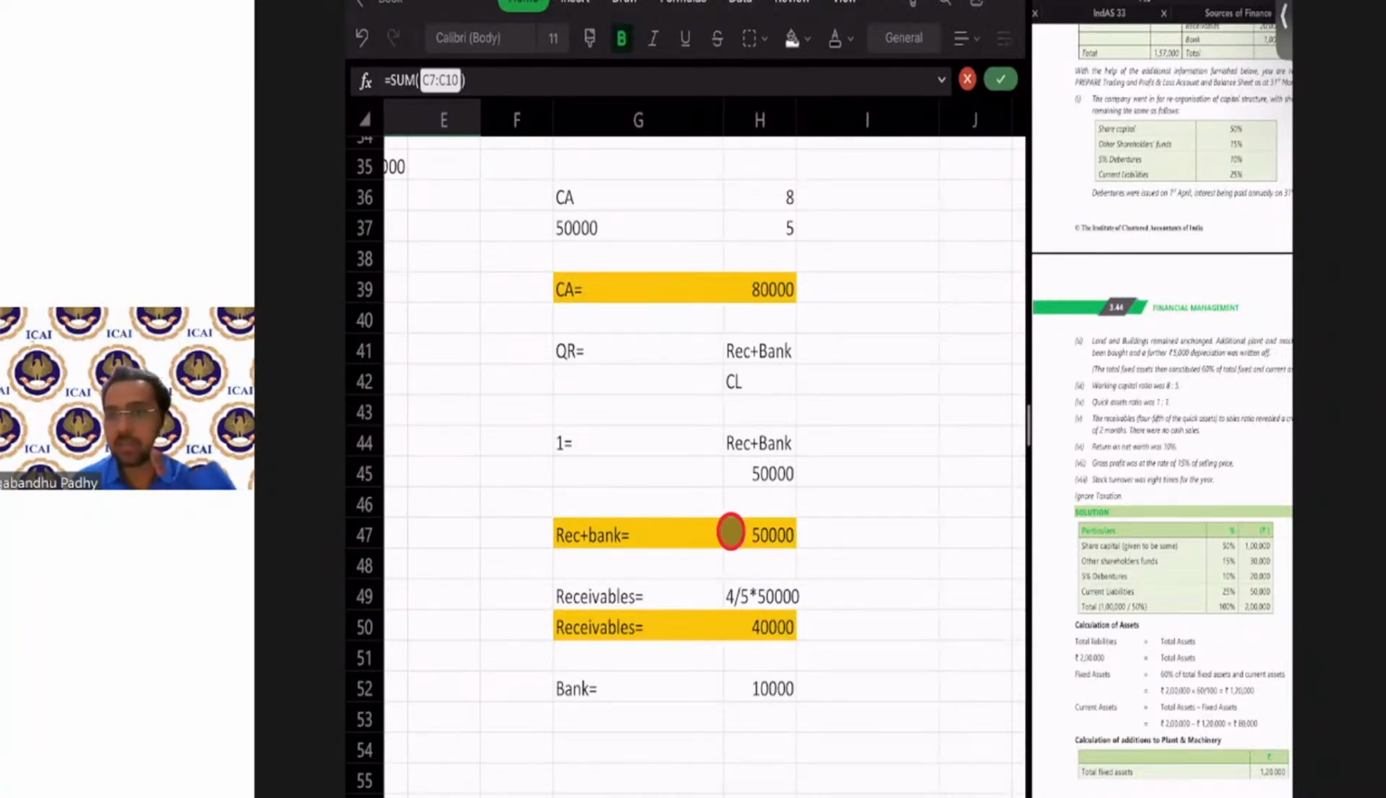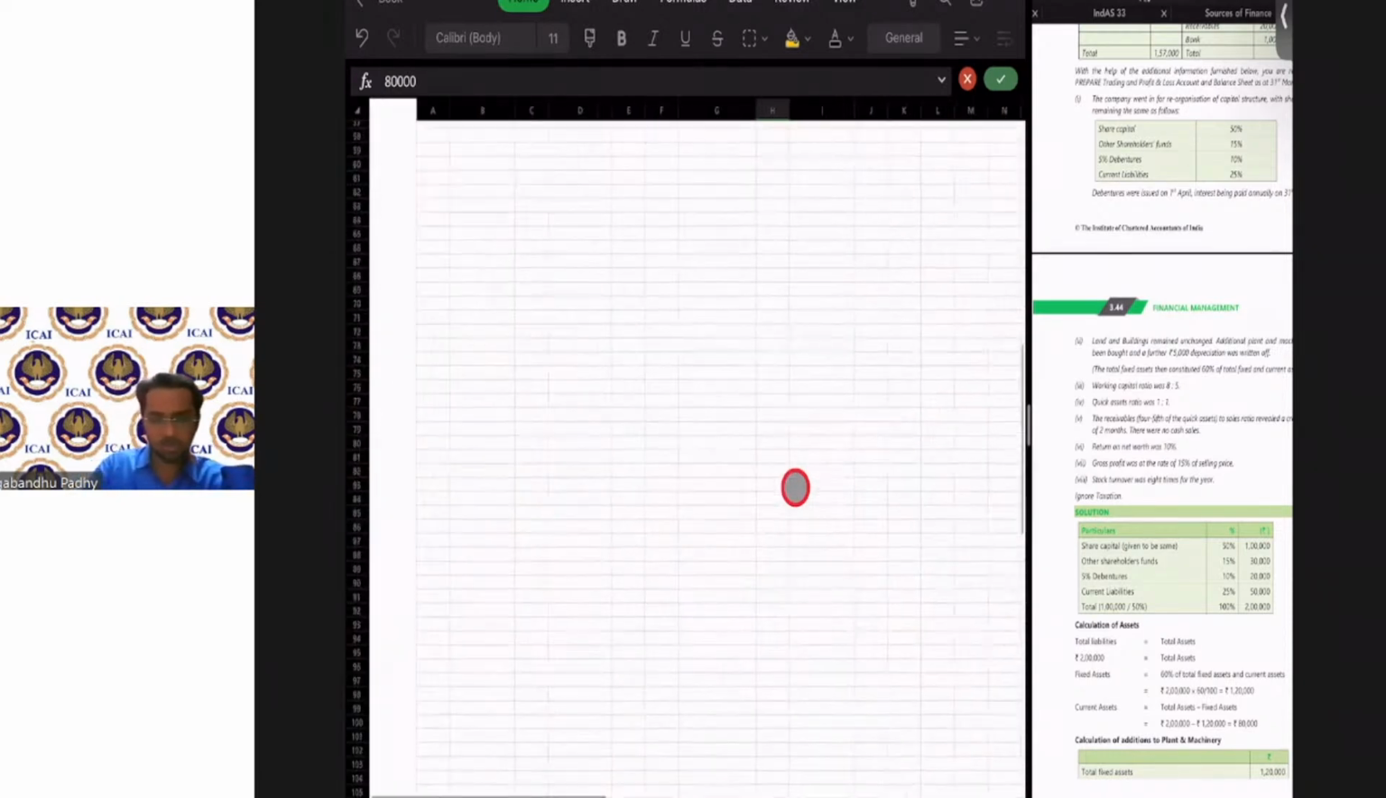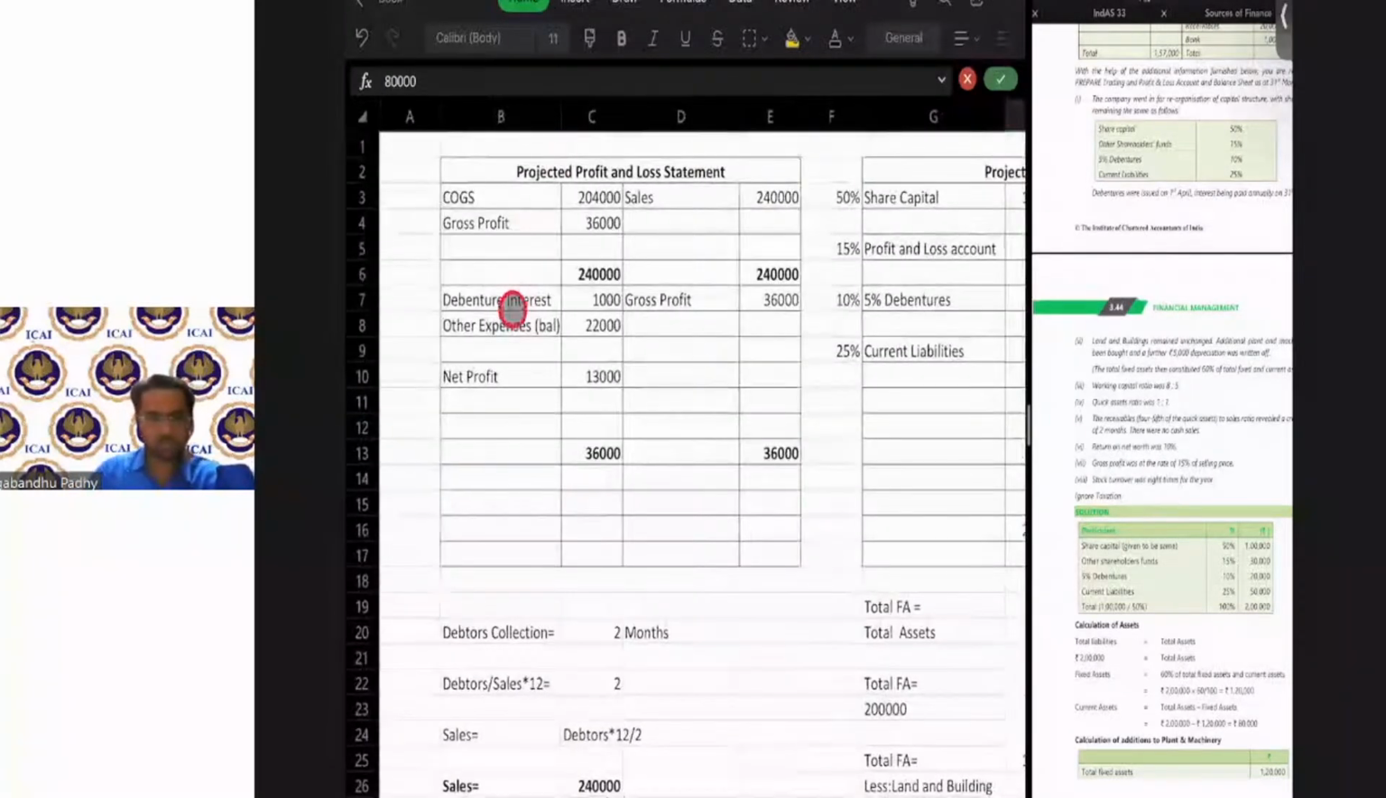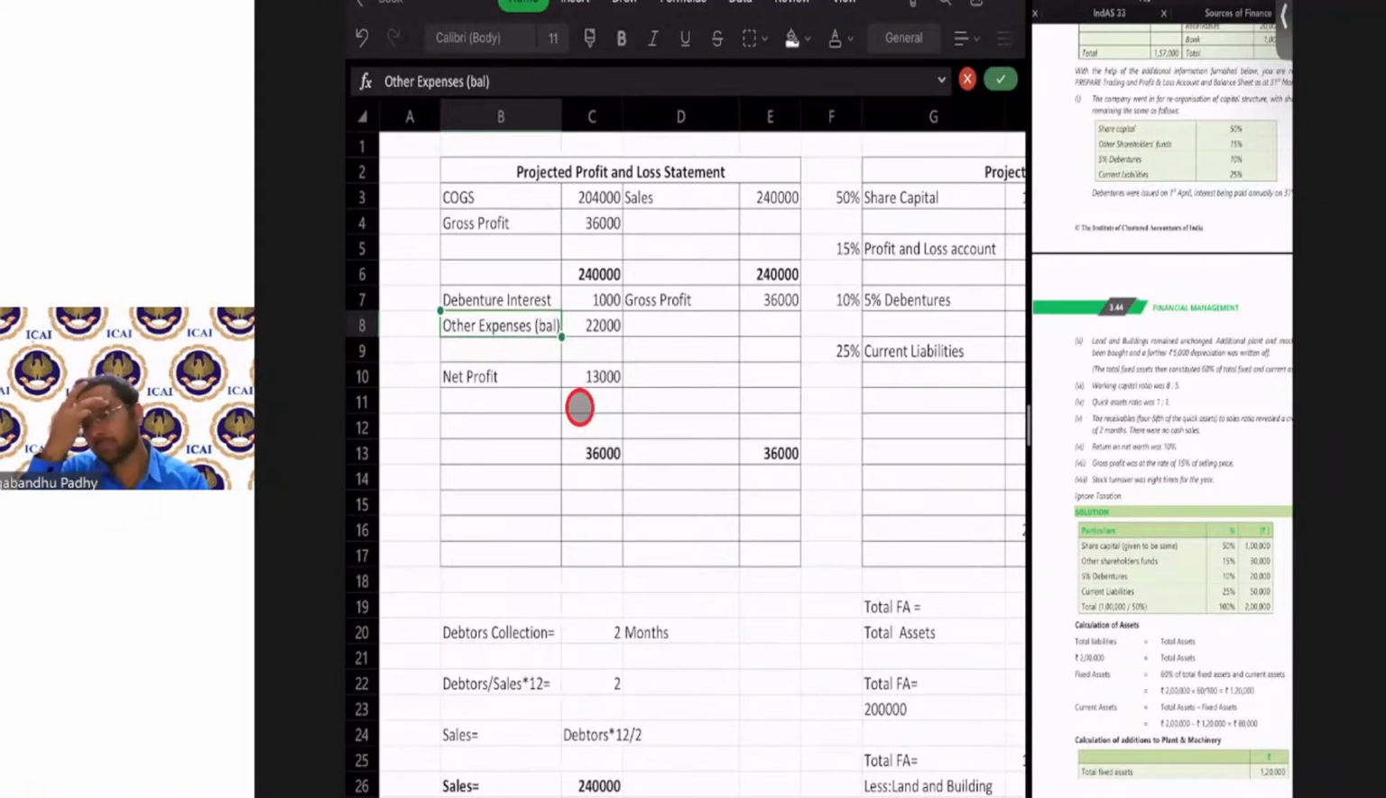Okay. Next is 4/5 of 30,000 is quick assets. Where am I minusing with 80? If I subtract from 80,000, I'll get the stock figure. Okay, why are we not showing depreciation separately in profit and loss? Yes, you can show it. You can show the depreciation. I'm just taking it as other expenses. You can have a column as depreciation and then the other balancing figure. You can do it, guys.